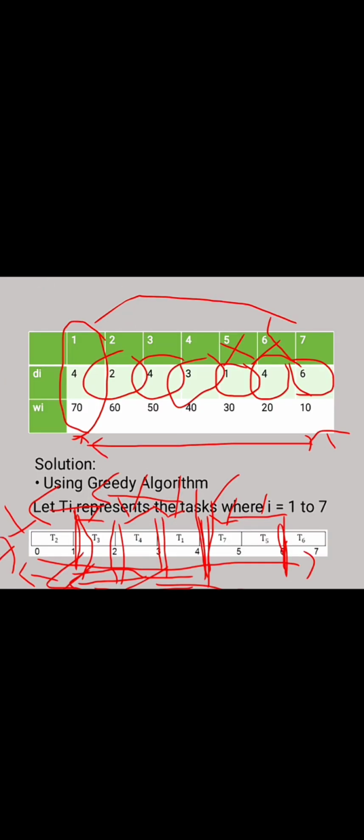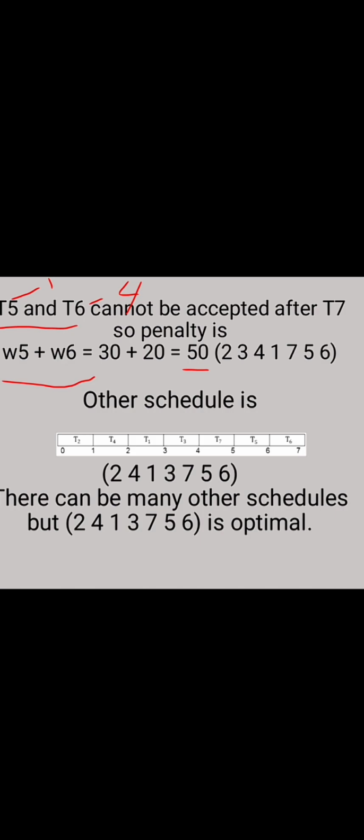While the total profit or income is this one. It's the tasks which were done on time. So we have task 1, task 2, task 3, task 4, and task 7 with a total of 230. Okay, so the optimal solution for this example is 2, 4, 1, 3, 7, 5, and 6. Looking at this chart over here.